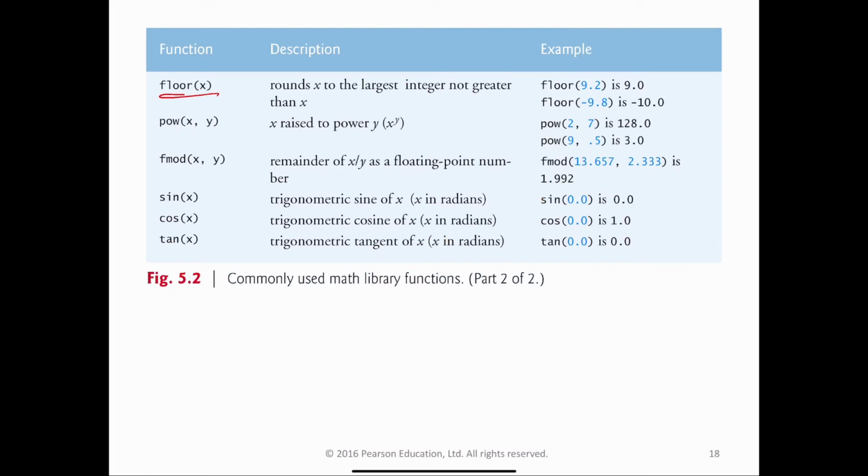Corresponding to that, we have the floor function, which does the opposite, finds the next smallest integer closest to x. We have what we've already used, the power function, which computes x to the power y, and the power function takes 2 arguments, of course. We have fmod, which is the floating point equivalent of the mod function that you've already seen, for which we have the operator, the percentage sign. So this gives you the remainder of x divided by y, where x and y are both floating point numbers. And then we have the sine, cosine, and tangent functions.